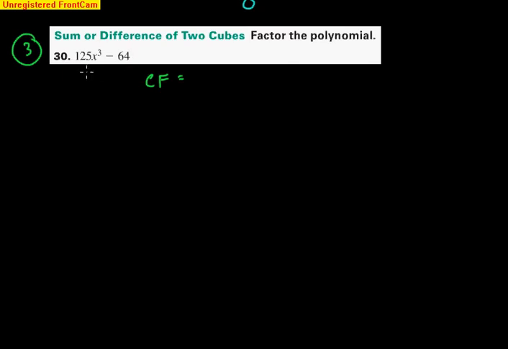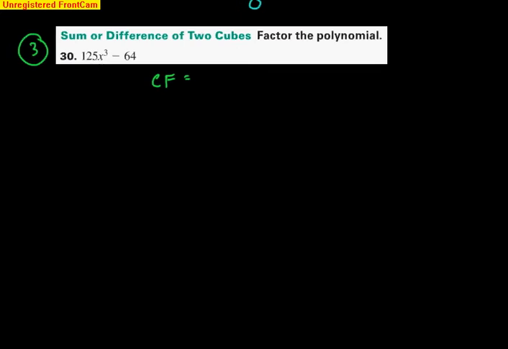And I say, okay, 125 and 64. 125, what? I have 1, 5, 25. Those don't go into 64, so there's no common factor between the big numbers. Now, the 64 does not have an x, so there's no x common either. So there is nothing common.